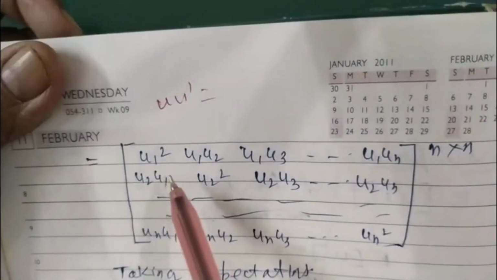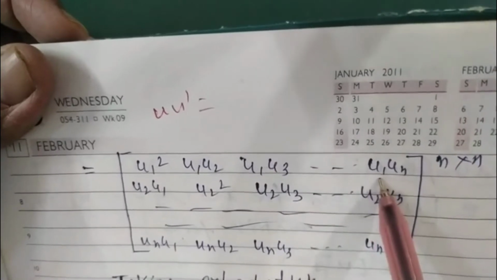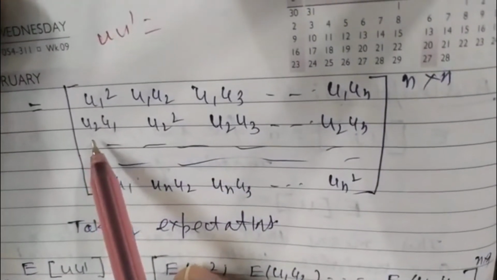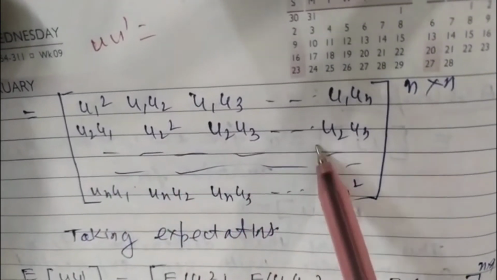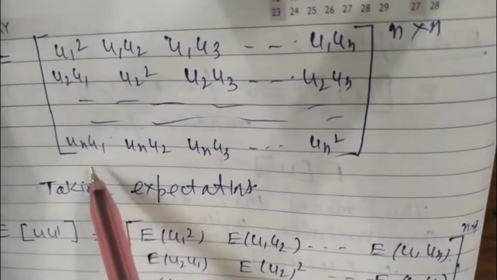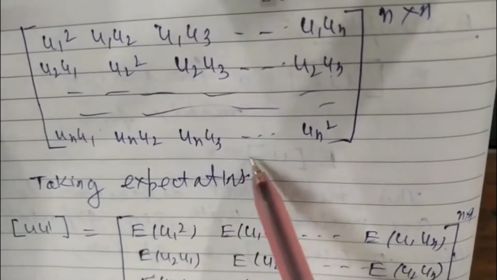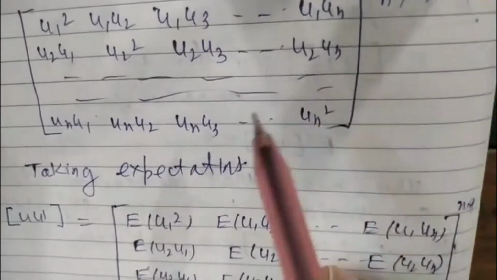It will become u1 square, u1 u2, u1 u3, and so on; u2 u1, u2 square, u2 u3, and so on; up to un u1, un u2, un u3, and so on, un square. This is an n by n matrix.